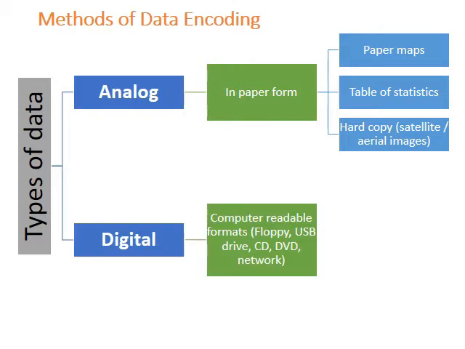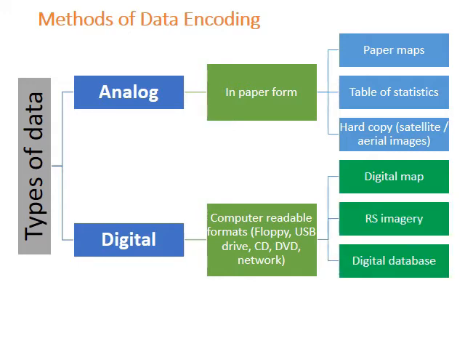And the ways by which you can get this digital form: you can put that in a floppy, USB drive, CD, pen drives. All those things can be the storage devices through which you can bring this digital data, and you get a digital map directly from a satellite. You can get remote sensing imageries, you can take a digital database from some other source and put that into the GIS. And GPS surveyed digital data can also be a data source which can be brought into the GIS for further analysis.